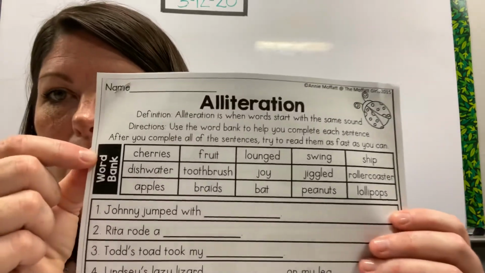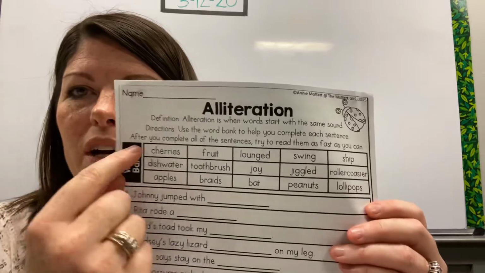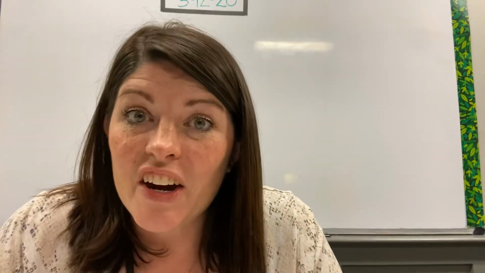I'm right here at the word bank, and I'm going to go across. Cherries, fruit, lounge, swing, ship, dishwater, toothbrush, joy, jiggled, roller coaster, apples, braids, bat, peanuts, lollipops.